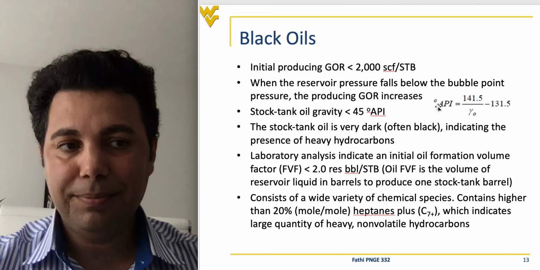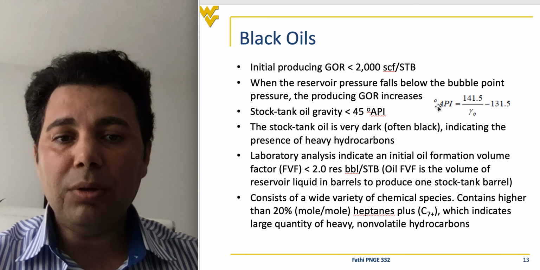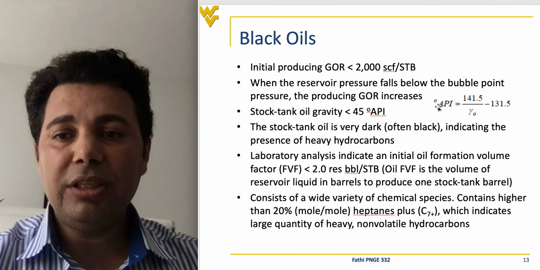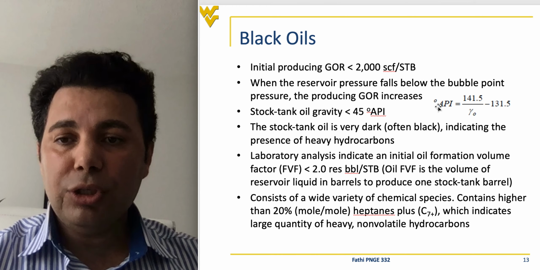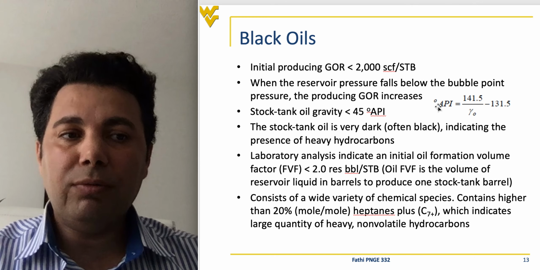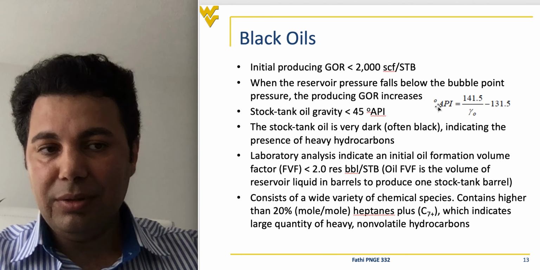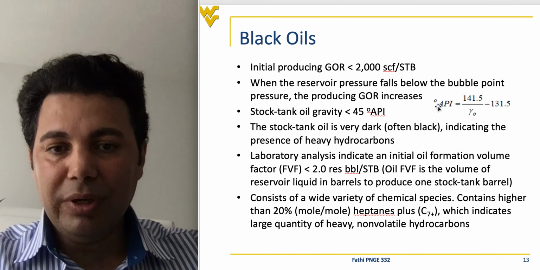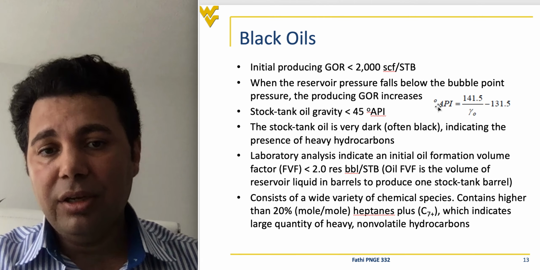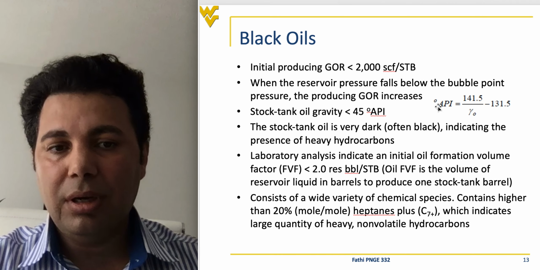It's often black, okay? The other property that we can measure is what we call formation volume factor. The laboratory analysis indicates an initial oil formation volume factor of less than 2 for these black oil reservoirs. So what is the formation volume factor? That's the ratio of the volume of oil at the reservoir condition over the volume of oil at the standard condition. If I have 1 barrel of oil at the reservoir condition, how many barrels of oil can I get at the surface? You always get less oil at the surface, so 1 barrel of oil cannot produce 1 barrel of oil at the surface. In the case of black oil reservoirs, the initial formation volume factor is less than 2. So basically, you get a little bit more than half of the oil that you are producing at the surface.